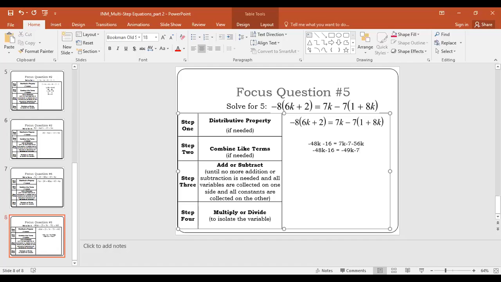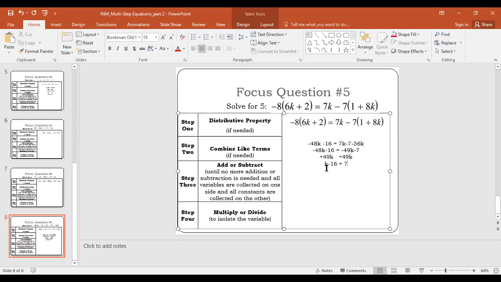So now I look at this and I've got a higher number of Ks on the right. So this is definitely one that I would want to move to the left. I'm going to add 49K to both sides. Yep, the K's all cancel on the right-hand side. Now I have K minus 16 equals 7. I didn't mean for that to be capitalized.